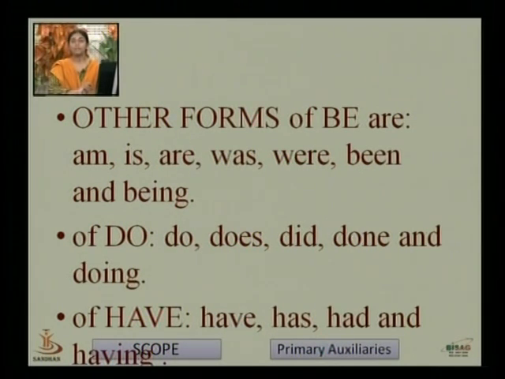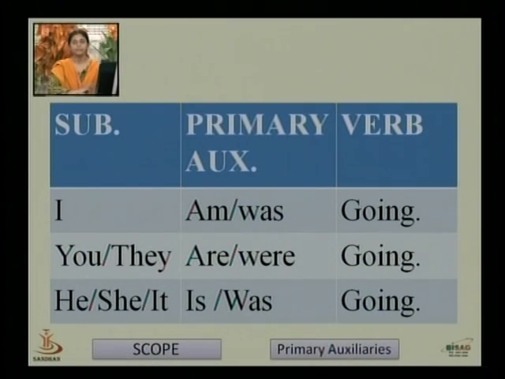And other variations of have are have and has in present tense, had is used in past tense as well as in past participle, and for the continuous tense we have the variation having. To understand these points clearly, you can have a table. Please read the sentences given in the table.